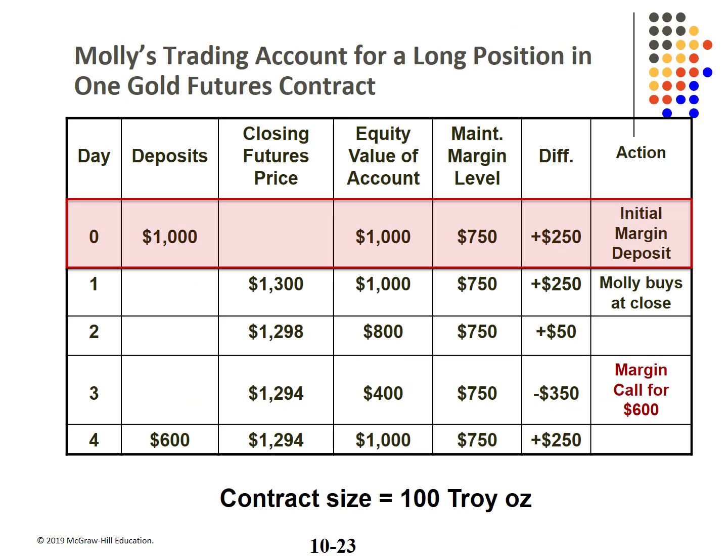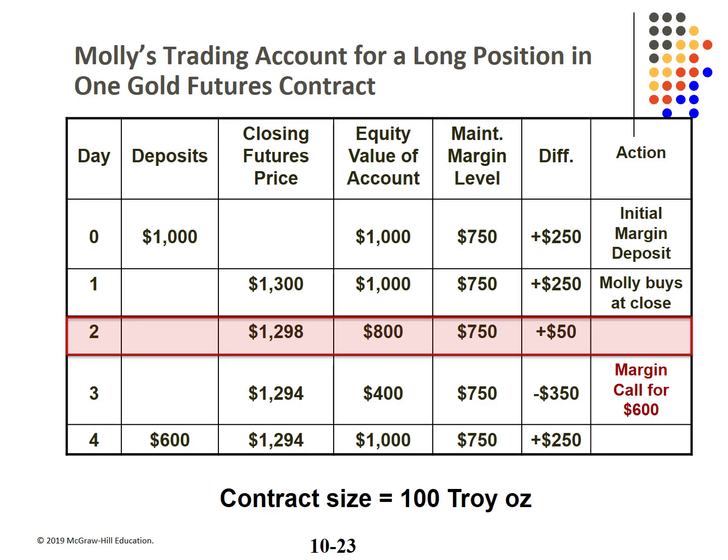Day 0. Molly deposits $1,000, so she's $250 above the maintenance level. Molly buys at the closing price. Day 2. The closing price drops to $12.98. Since the contract size is 100 ounces, a $2 change is $200. Her account drops to $800.